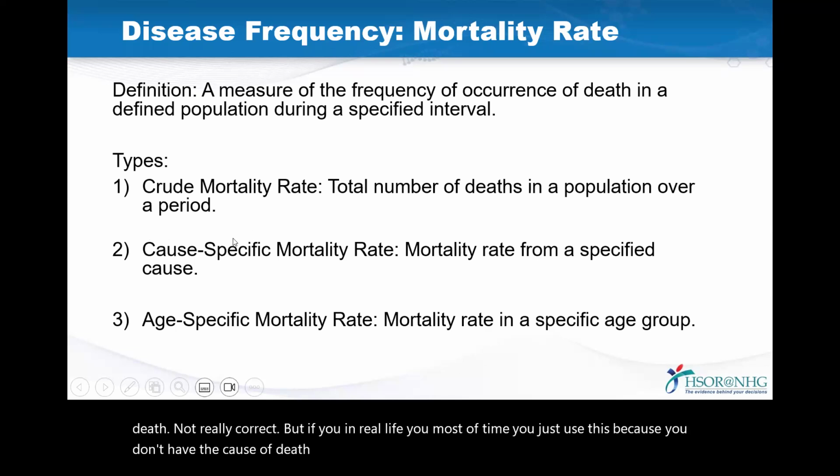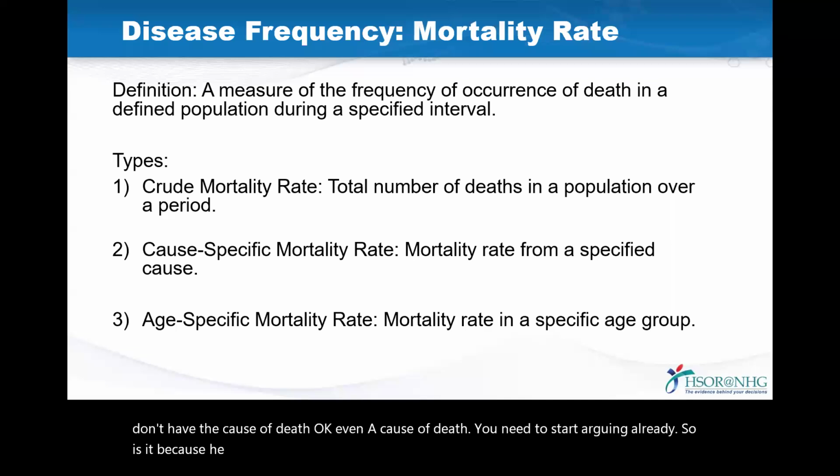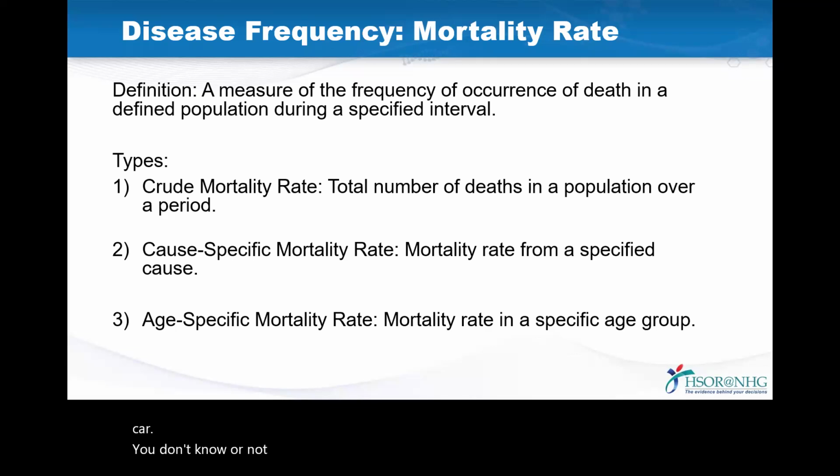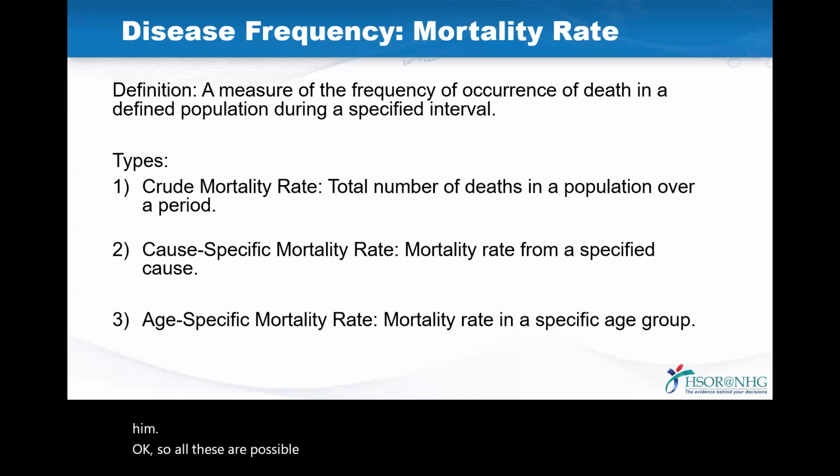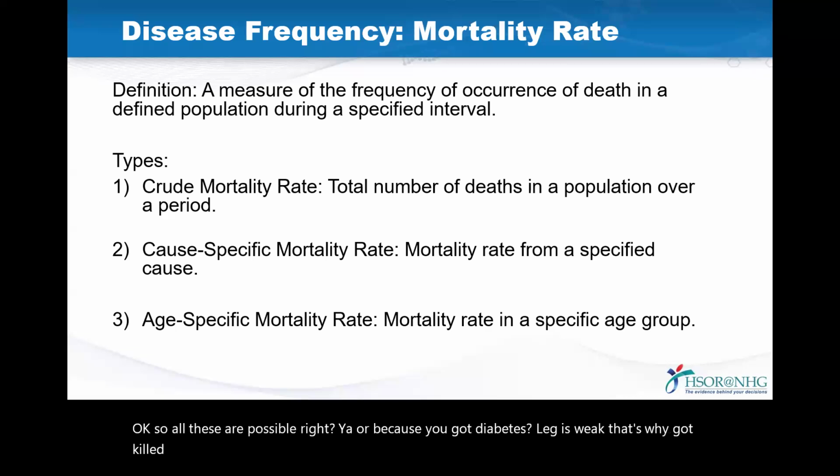Even with a cause of death, you need to start arguing. Is it because he got diabetes, he cannot see clearly, that's why he got killed by the car? You don't know. Or because he got diabetes, he felt giddy, that's why a car killed him. All these are possible. Or because he got diabetes, his leg is weak, that's why he got hit by the car.